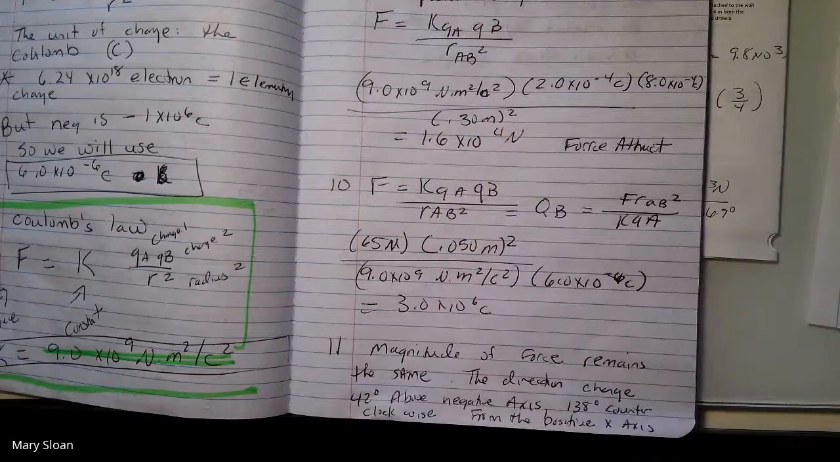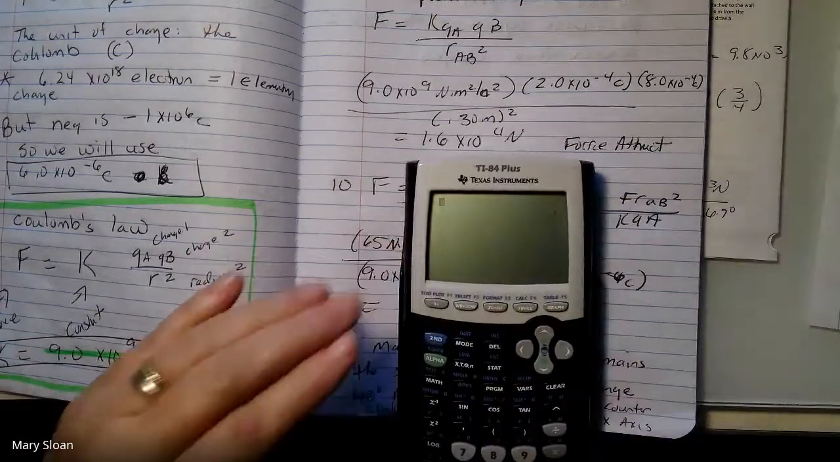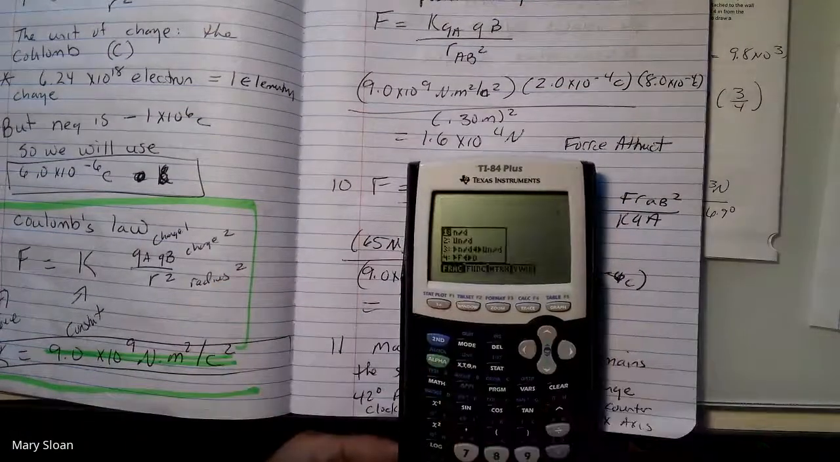So what you would have to do in your calculator is you would have to do your alpha y equal. I'm going to pull mine out so I can show you real quick. Okay, so what you're going to have to do here, you're going to do alpha, y, enter.